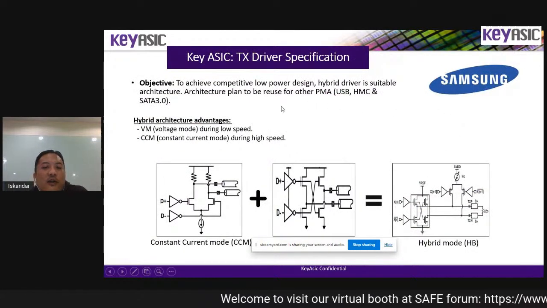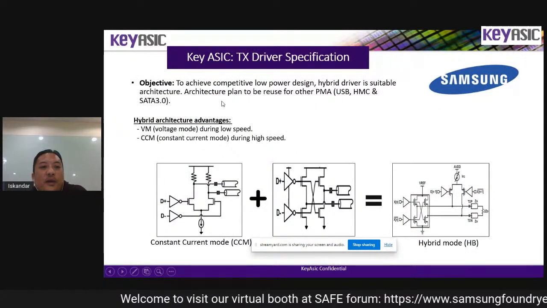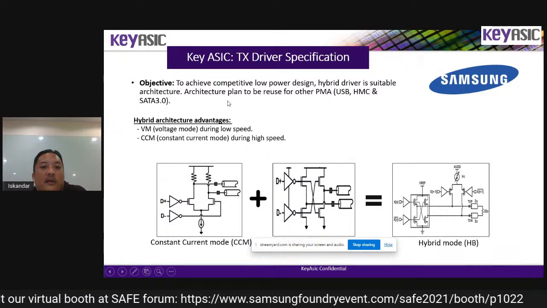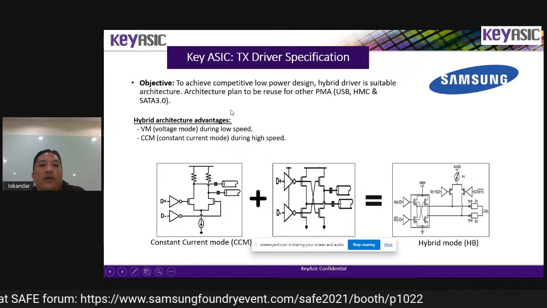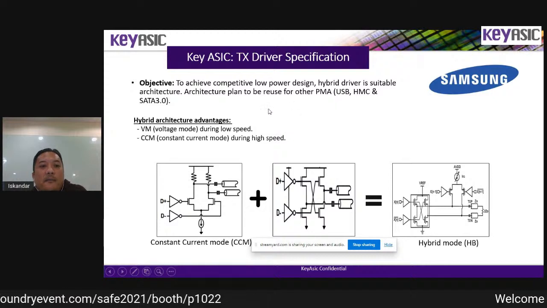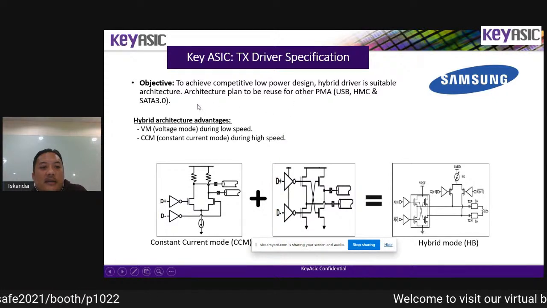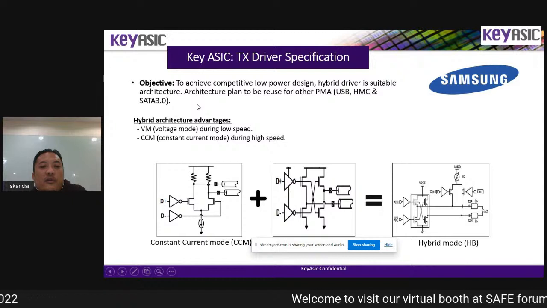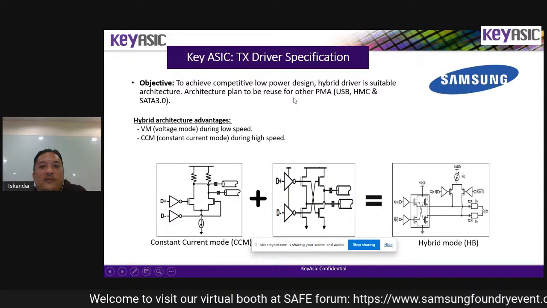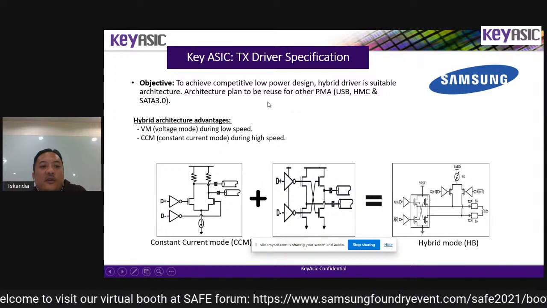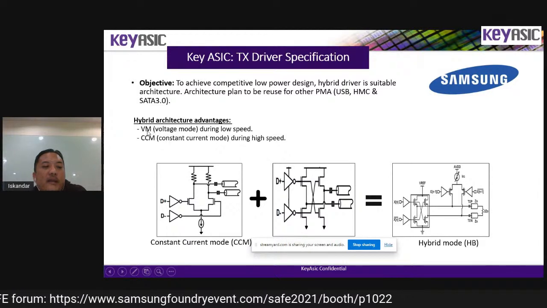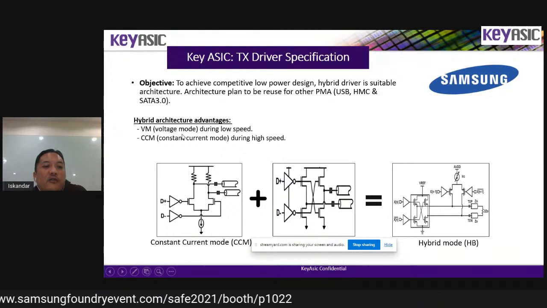Okay, so for TX driver, like I mentioned before, our objective is to lower down the power. So we're going to operate in the low power design. So we have chosen the hybrid architecture. This architecture we are also going to reuse in our next development for USB, HDMI, and also SATA 3.0. So the hybrid architecture here means a combination of voltage mode and also current mode driver.